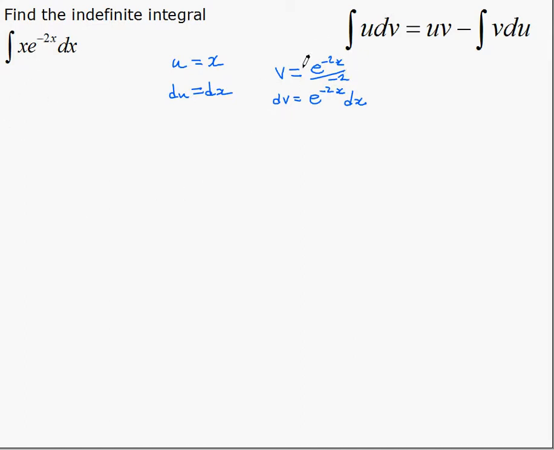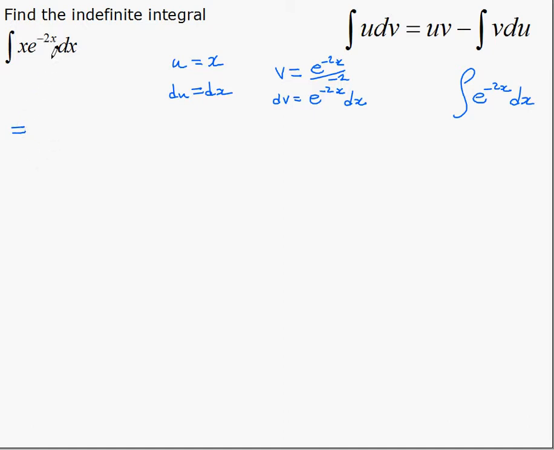If you're not sure why it's over minus 2, off to the side on some paper, just work out by itself the integral of e to the minus 2x dx by using u substitution and setting u equal to the exponent. And hopefully you'll see why that's the answer. If you've done enough practice now, you should be able to do that without needing this extra part.